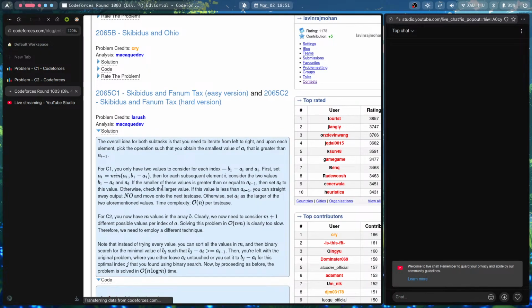So the overall idea for both subtasks is that you need to iterate from left to right. Here we are doing that. And upon each element, pick the operation such that we obtain the smallest value of a_i that is greater than or equal to a_i minus 1. Makes sense? For C2, you have m values in the array B. Clearly, we now need to consider m plus 1 different possible values per index of A.